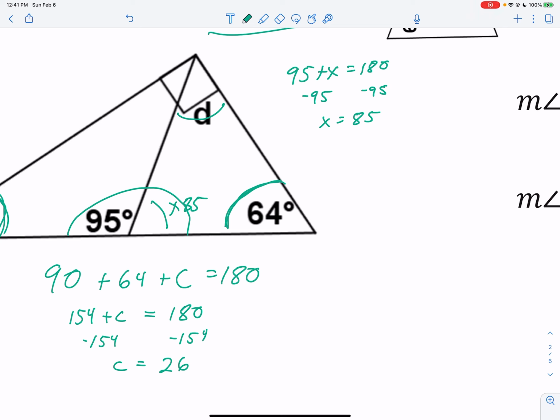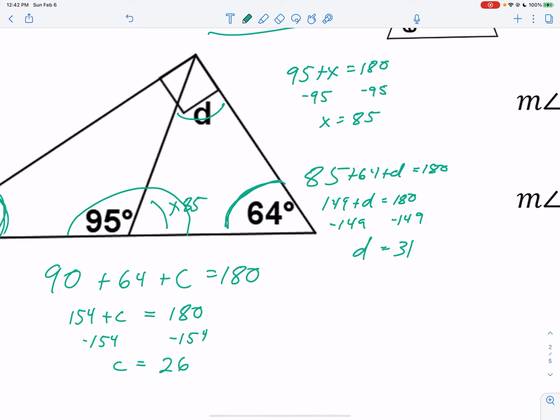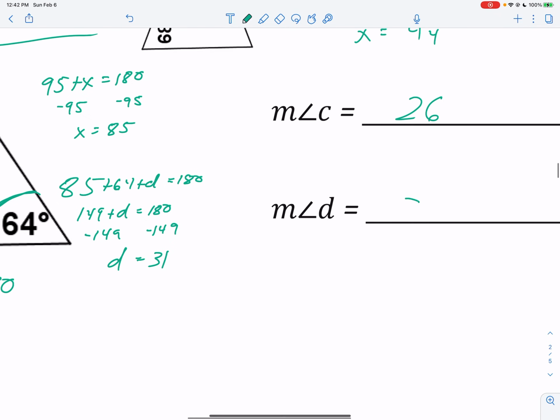So now I have all the angles in a triangle add up to be 180. So 85 plus 64 plus D equals 180. 85 plus 64 is 149. Subtract 149 off. Doggo's boofing. 180 minus 149 is what, 31? I believe. 31 degrees. This was using method 1.